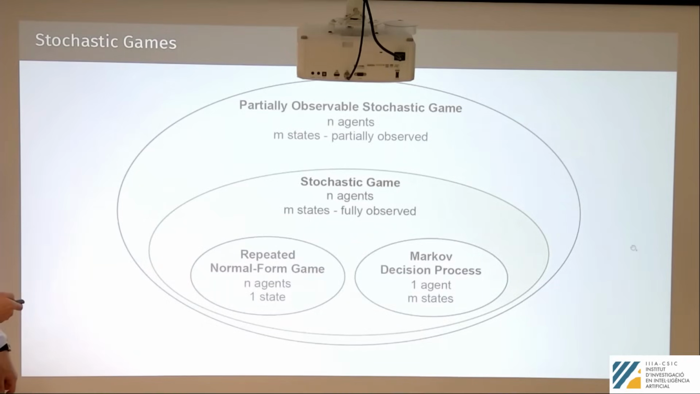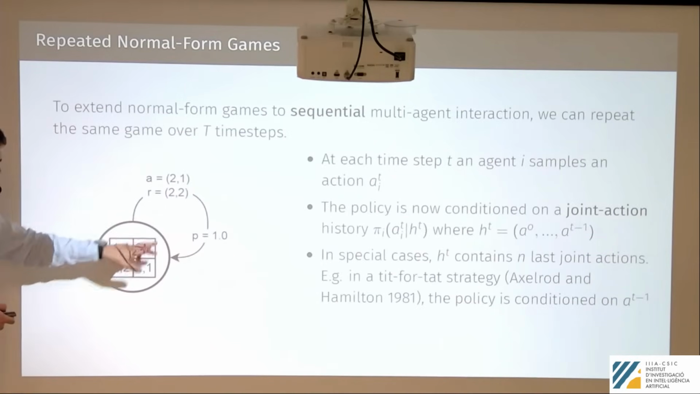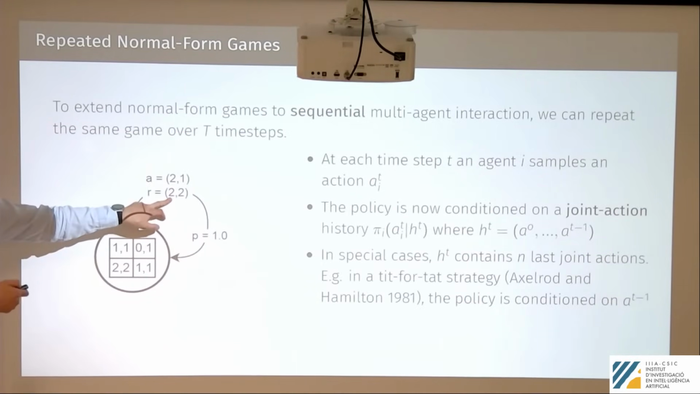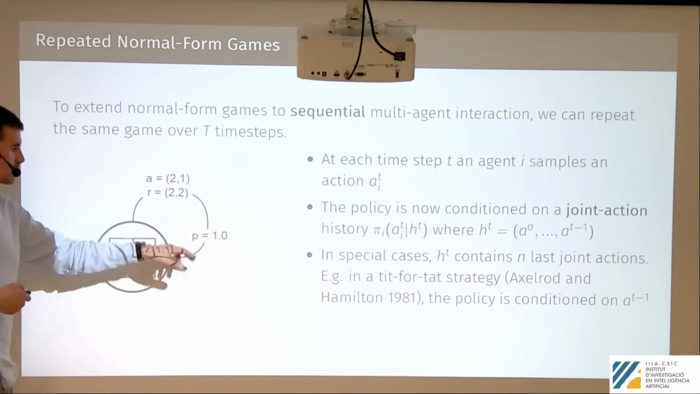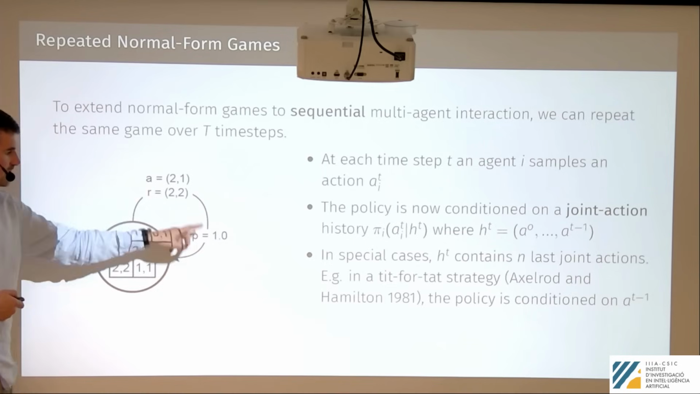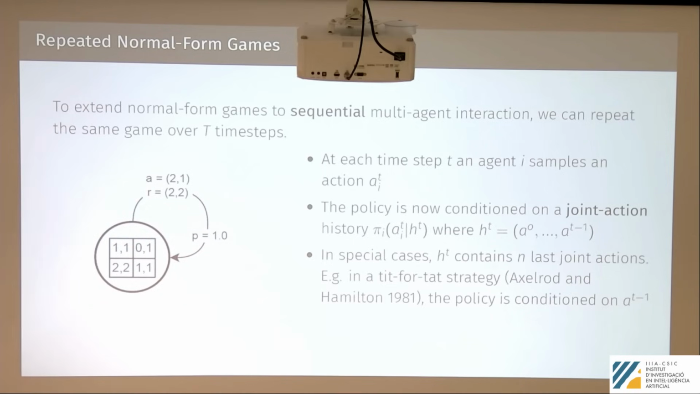Yeah. Then they get reward 2-2. So player one, agent one gets reward 2, and the same for agent 2. But if they pick, for example, action 1-2, then agent 1 gets 0 and agent 2 gets 1, right? And it goes on and on like this. So that's why the probability of getting back into this state here is 1. And that's what a repeated game is.